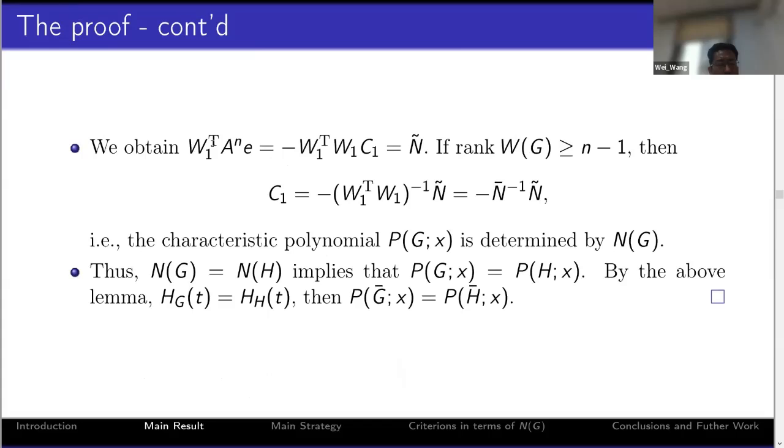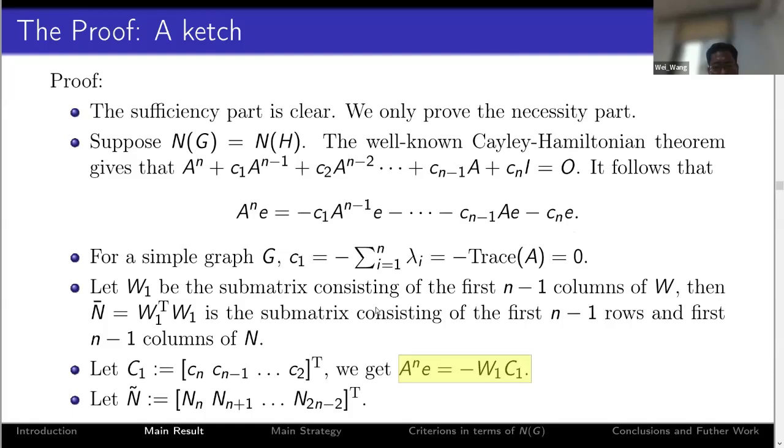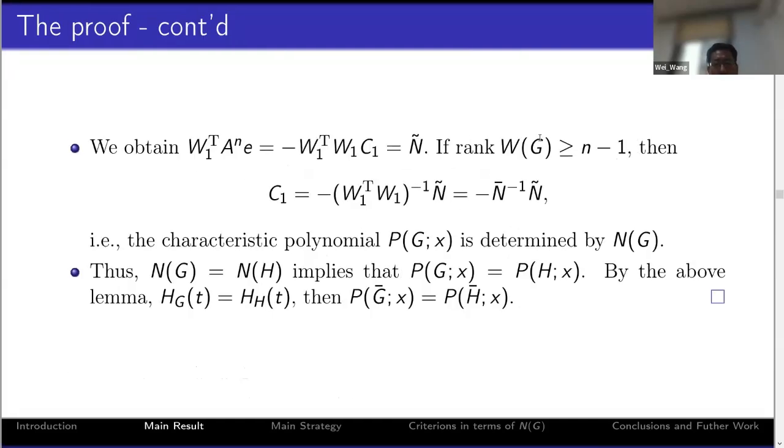Then we get another equation. Here we left multiply this equation by W_1 transpose. Then we obtain this formula. So suppose the rank of W_G is greater than or equal to n minus 1. Then you will see this matrix is non-singular. So we can solve c_1, capital C_1, uniquely, expressed in this way.